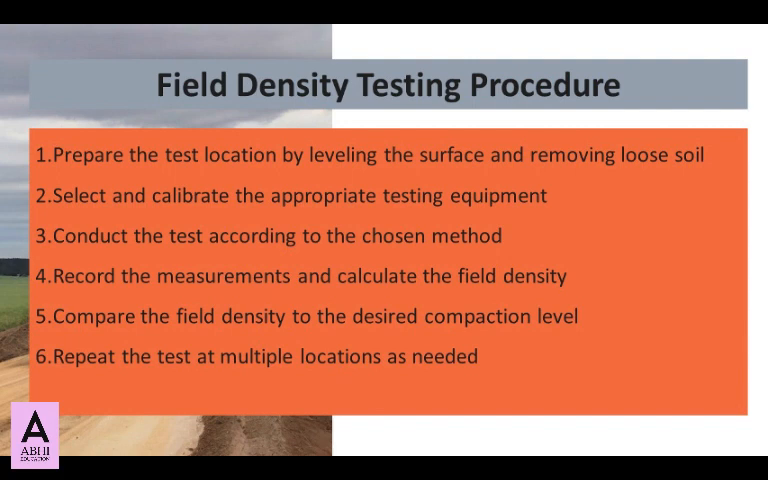Field density testing follows a standardized procedure to ensure consistency and accuracy. The process involves preparing the test area, selecting and calibrating the equipment, conducting the test using the chosen method following its specific steps, recording and calculating the results, comparing the obtained density to the desired level, and repeating the test at various locations to evaluate uniformity.